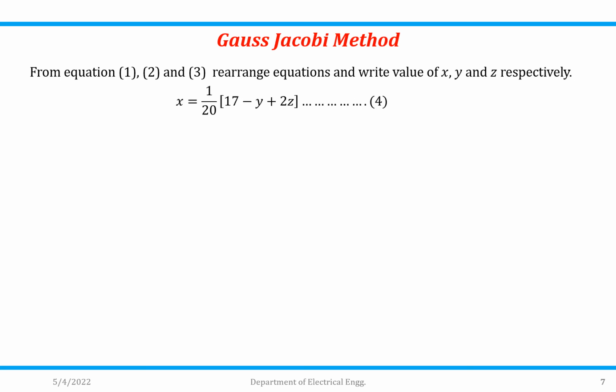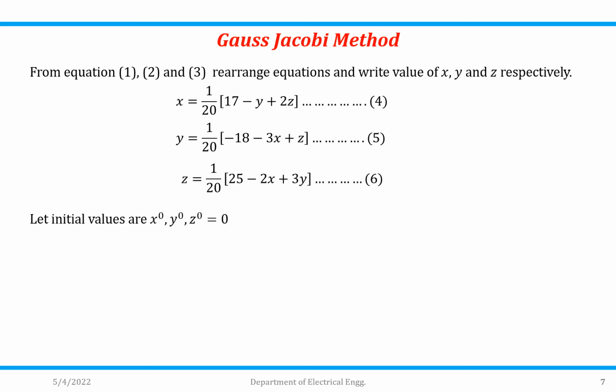So this is the first equation, x equal to 1 by 20 into bracket 17 minus y plus 2z. From the second equation we have written the value of y, which is equal to 1 by 20 into bracket minus 18 minus 3x plus z. From the third equation we have written the value of z, that is equal to 1 by 20 into bracket 25 minus 2x plus 3y.